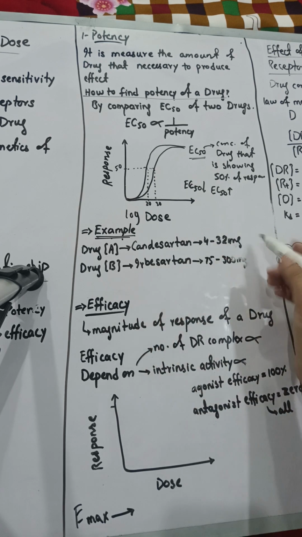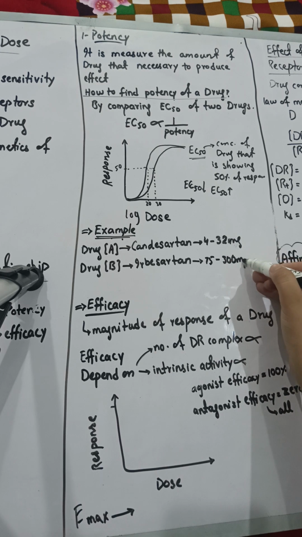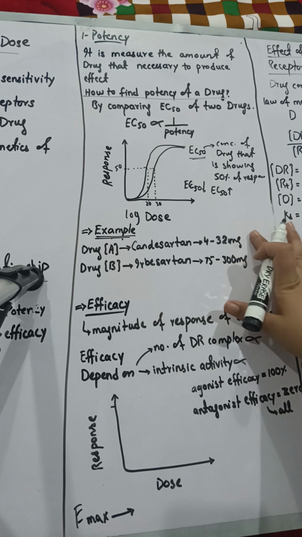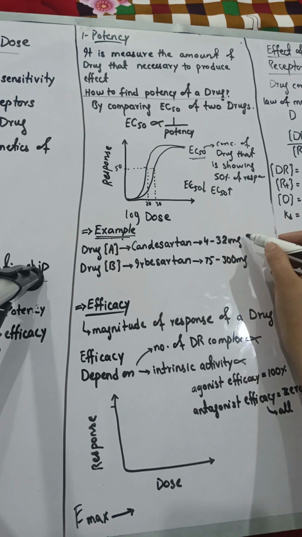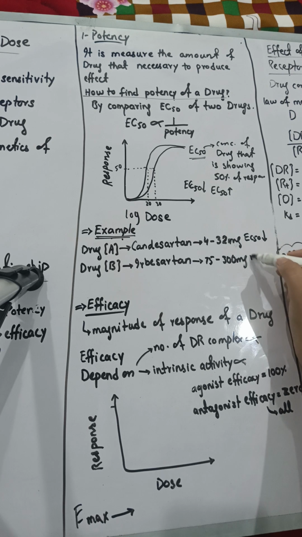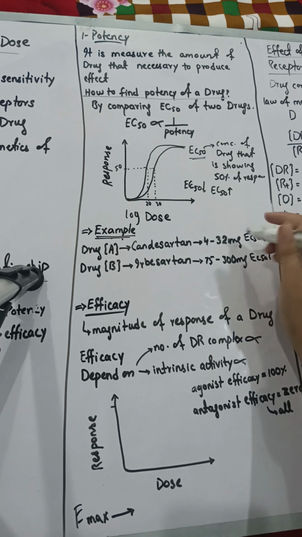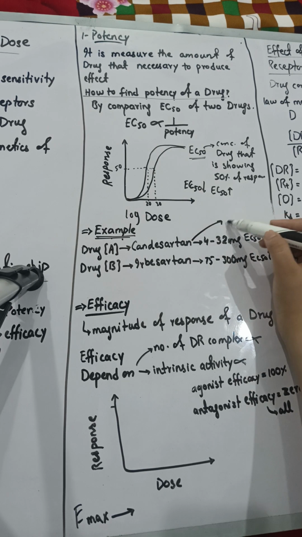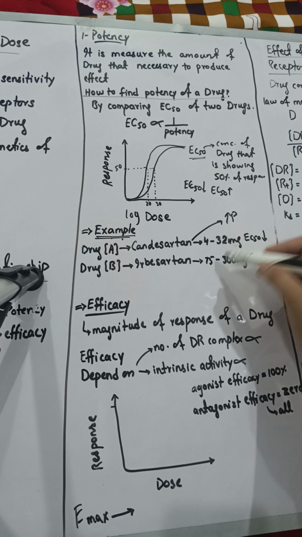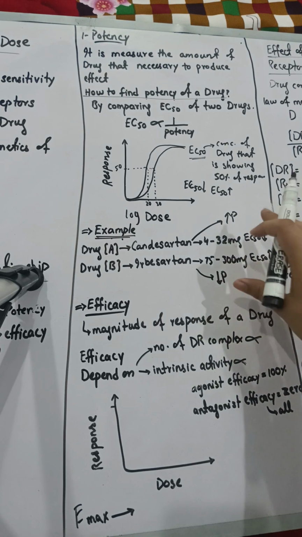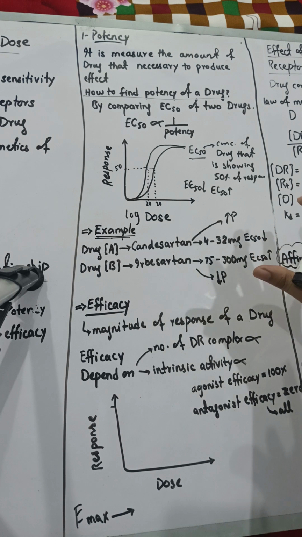Now the irbesartan EC50 is from 75 to 300. So you know its EC50 is higher, and candesartan's EC50 is low. The drug which has low EC50 has high potency. So candesartan has high potency, and this one has low potency. So this is about the potency of the drug.